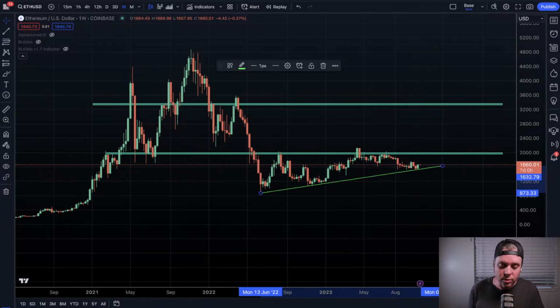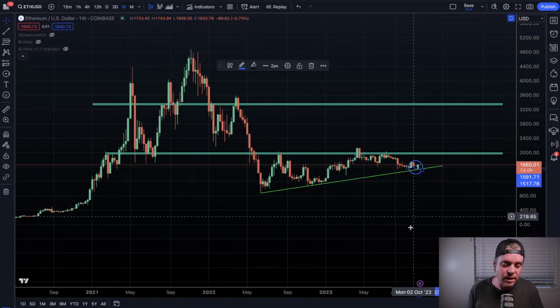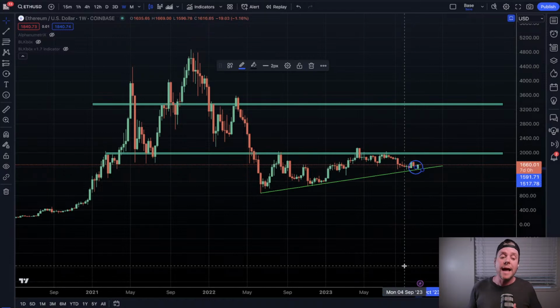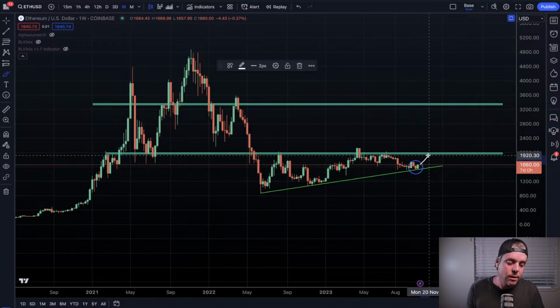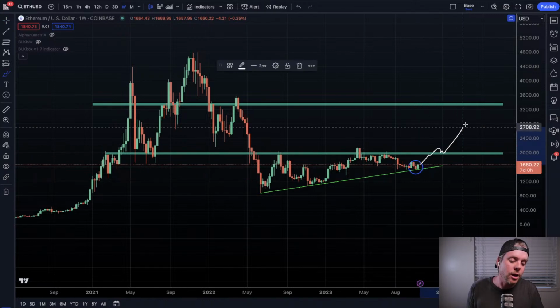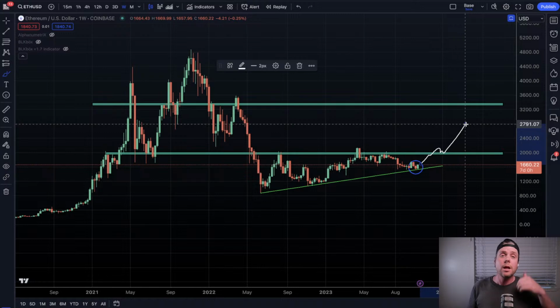So if we can hold this key level at around $1,500 and start to break above this resistance right here, get a nice move on top of that resistance and begin to rally, you're going to see a break of the Bitcoin pair. You're going to see Bitcoin dominance dropping, and you're going to start to see more of those signs that it's time to pick your alts. Where are we going? What are we doing?